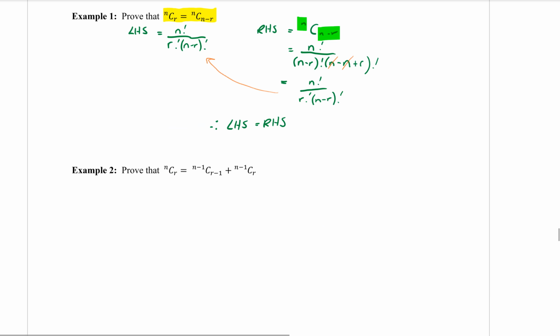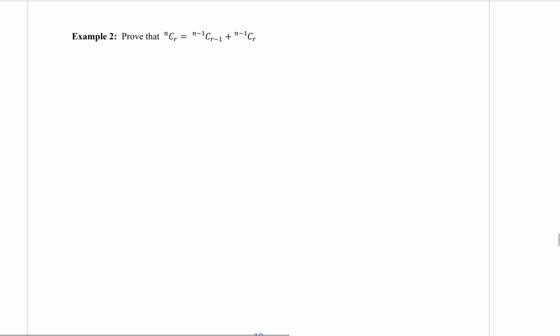Question 2 is a slightly more complicated version of that. I want to prove that nCr is equal to (n minus 1)C(r minus 1) plus (n minus 1)Cr. So we already know what nCr is. Let's start with the right-hand side of the equation and simplify that all down, and hopefully we will come out with nCr again.